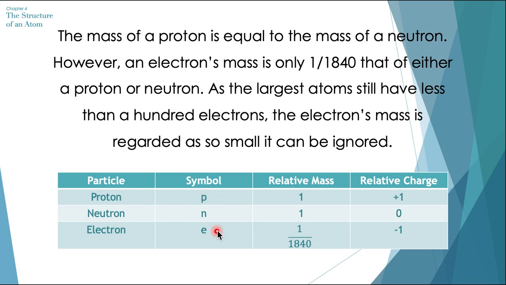Here we have the symbols of these particles. The proton is represented with a small p, neutron with a small n, and electron with a small e. So now that we've understood the particles in an atom, the protons, neutrons, and electrons and their properties, we're going to move ahead onto understanding an element's identity.